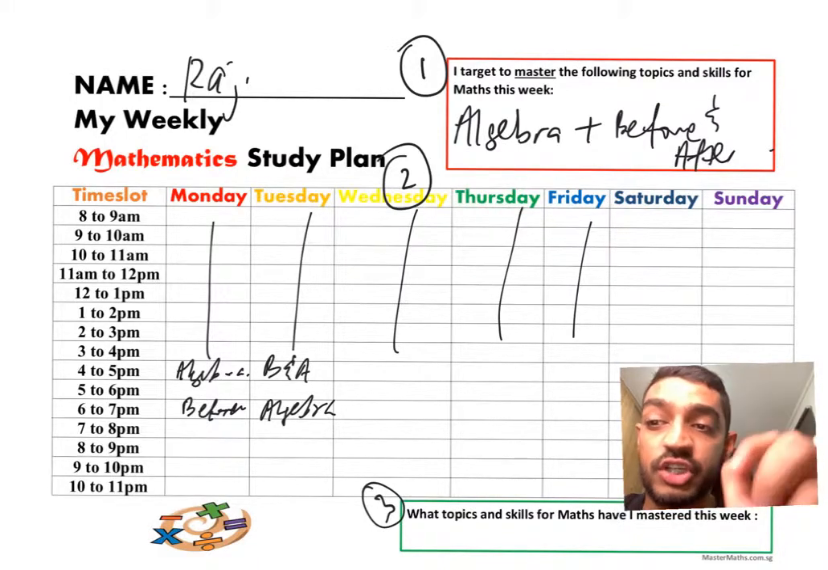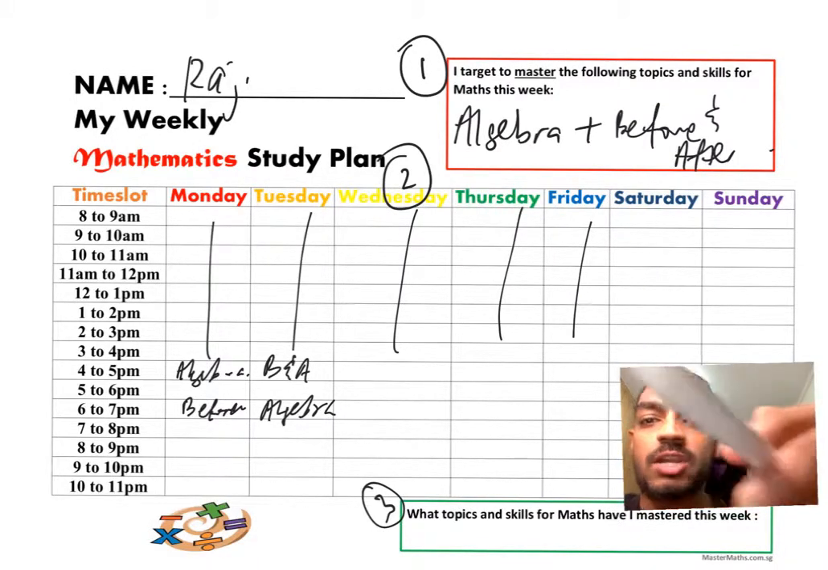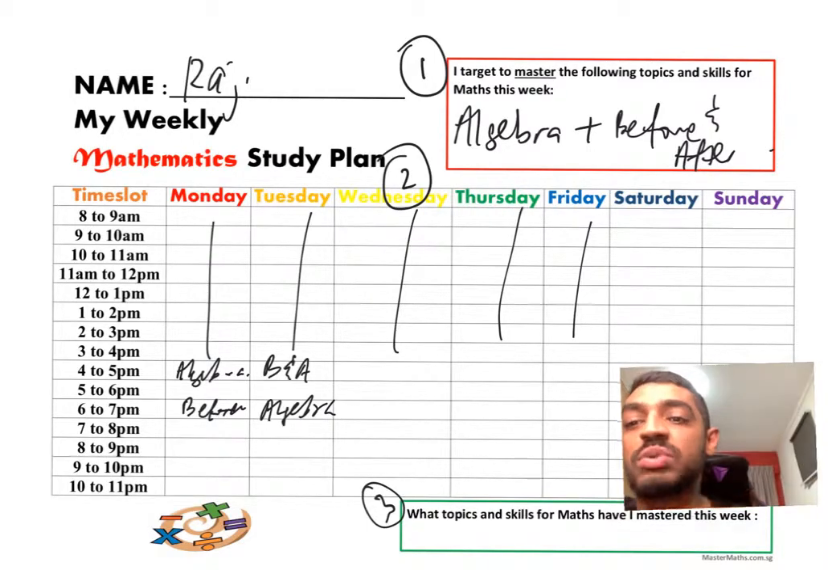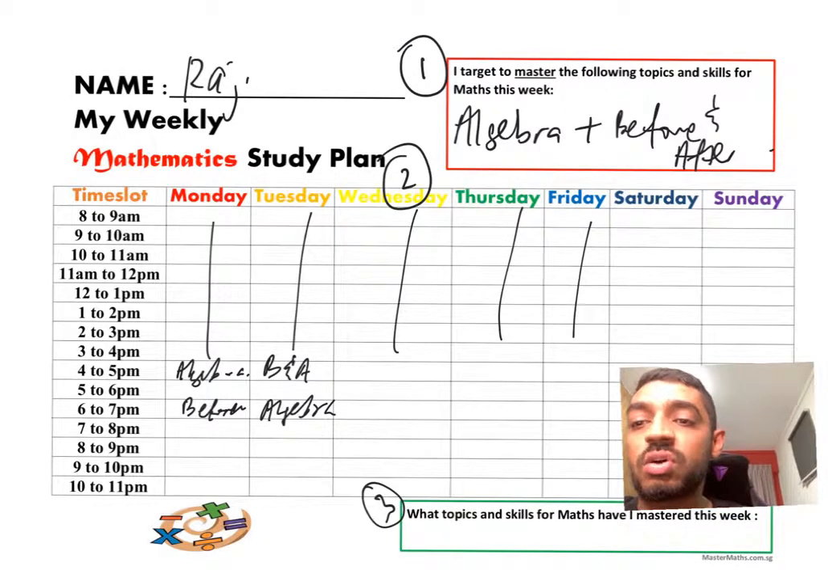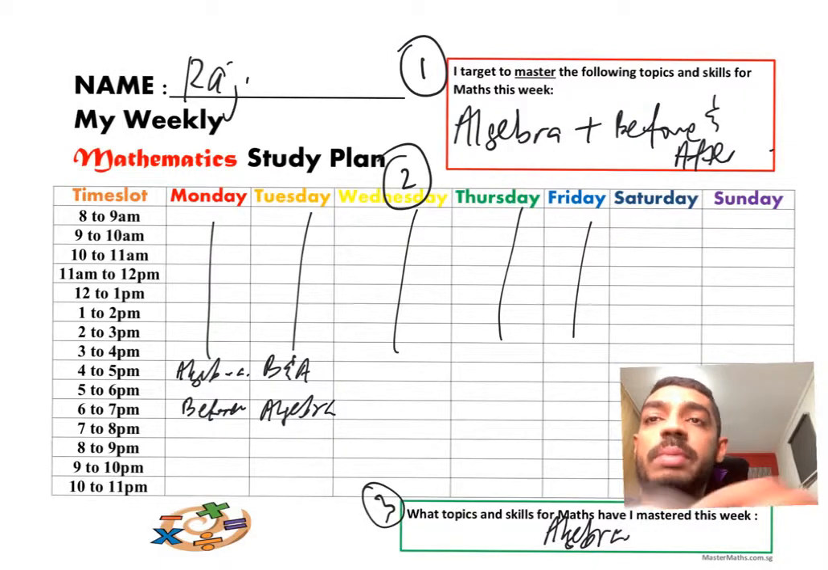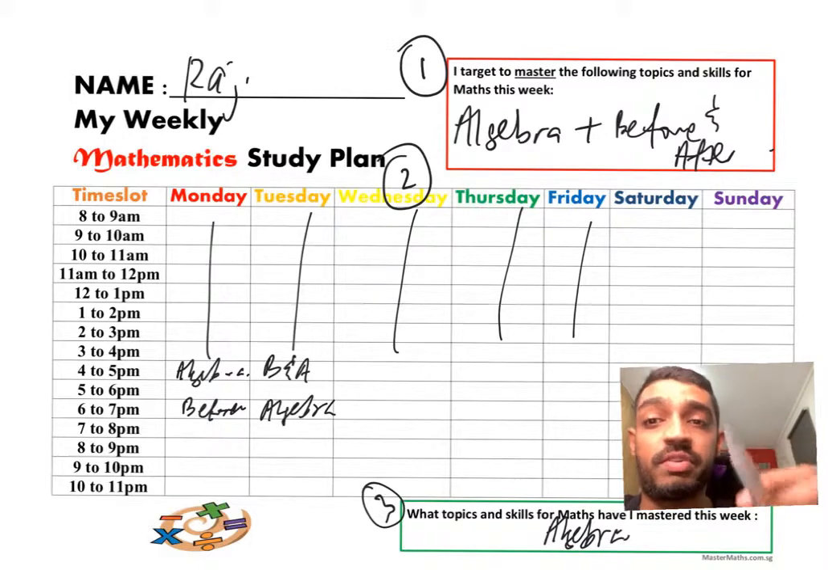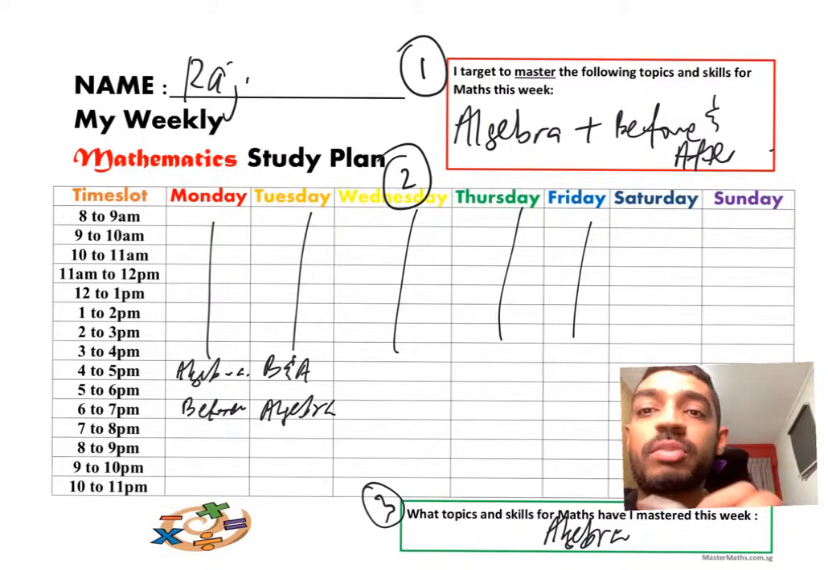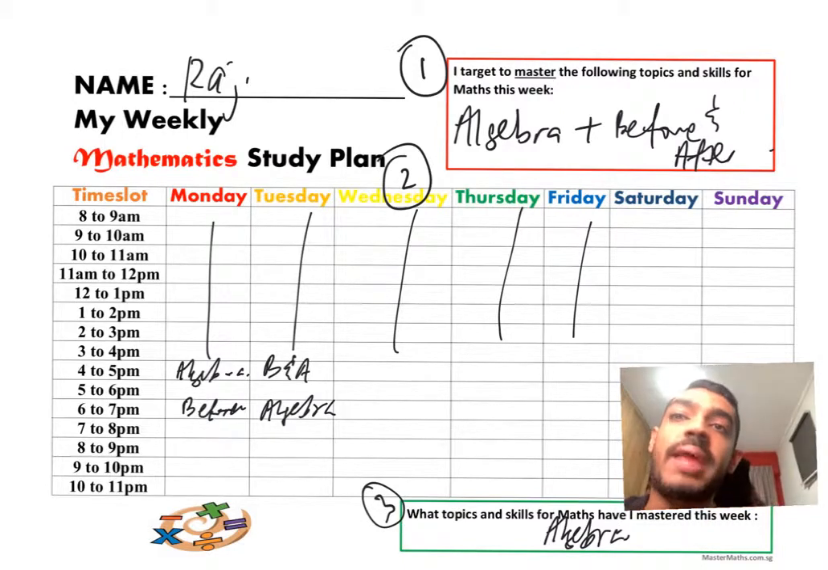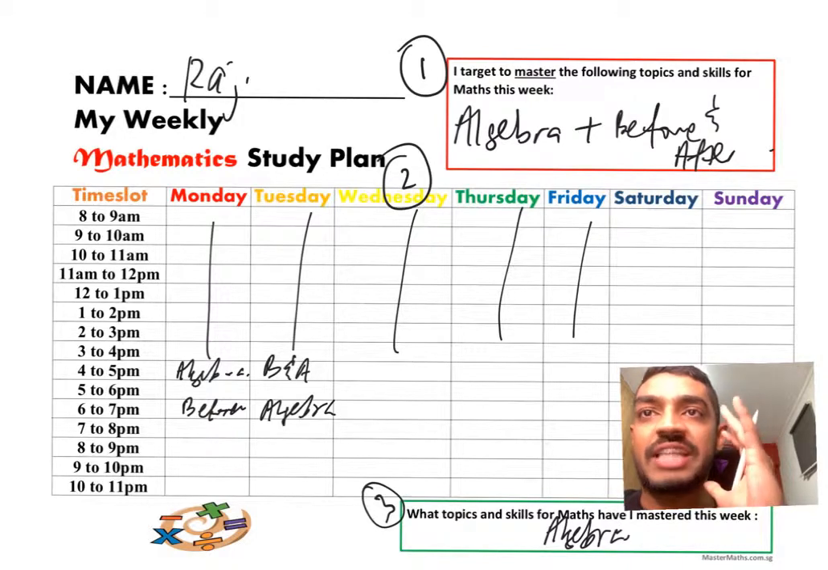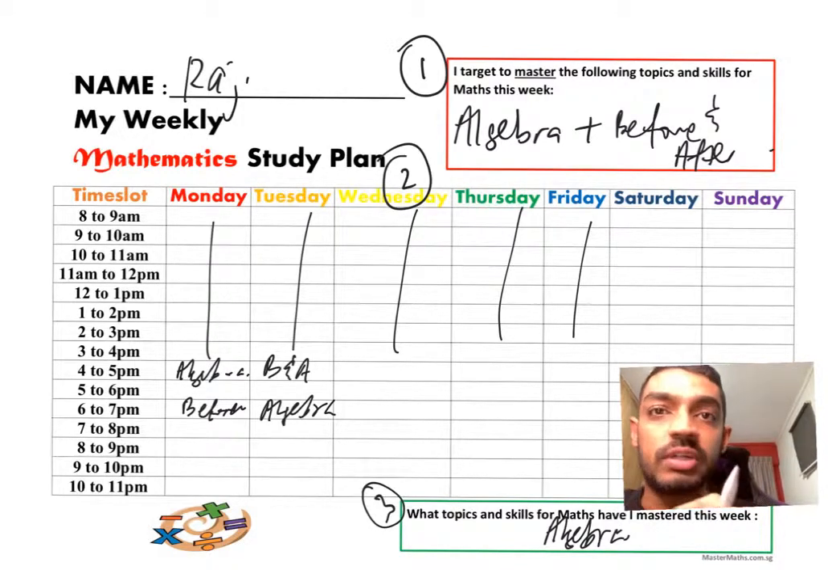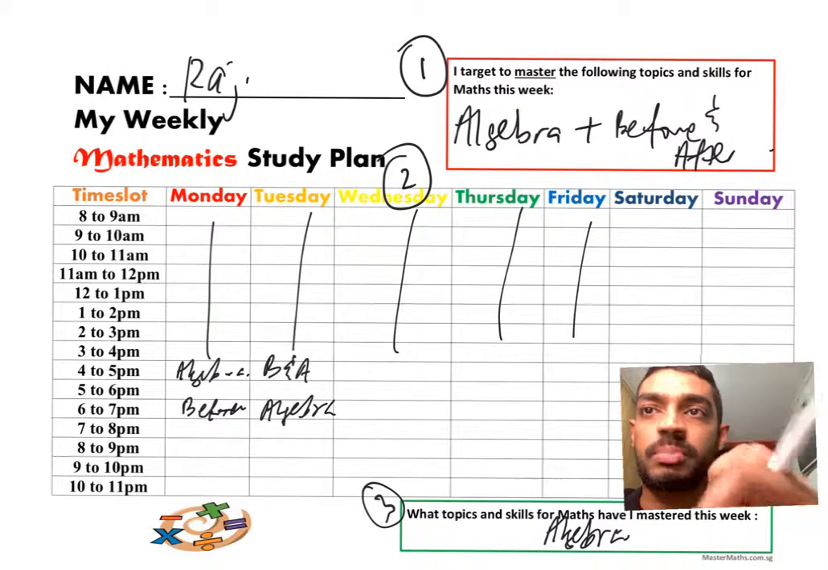Once that's done, on Sunday is the time where you decide what topics and skills have been mastered. Remember I was saying to test your child on the weekend. Perhaps if your child has mastered algebra, then put it in. Or perhaps your child needs more revision for before and after. Then before and after has to be pushed to the next week's plan in a fresh piece of plan like this. So again, print out 10 of these for term number 2, so that each and every week your child has a fresh copy.